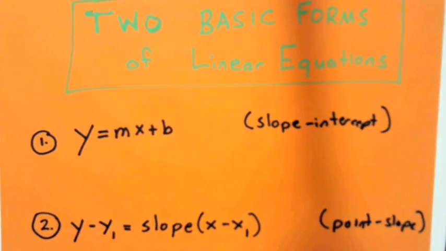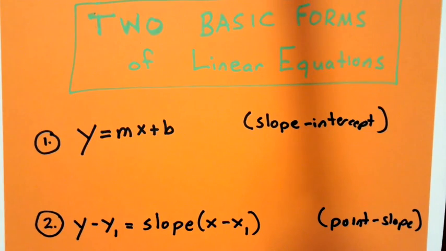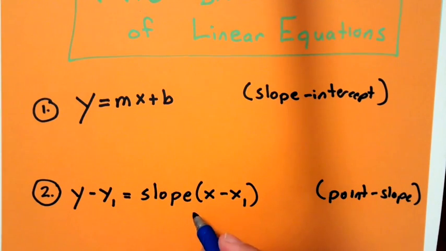There are several different types of problems that we'll be solving algebraically where we come up with the equation of a line. And to do this, we'll need two different types of linear equations. The first is slope-intercept, which has the form y equals mx plus b. The other is point-slope. And here what we know is the point (x1, y1), and we know the slope. Often we'll be using this to get into slope-intercept form, but we don't have to.